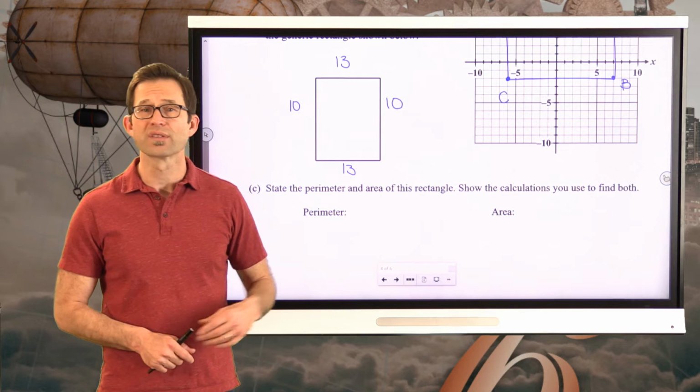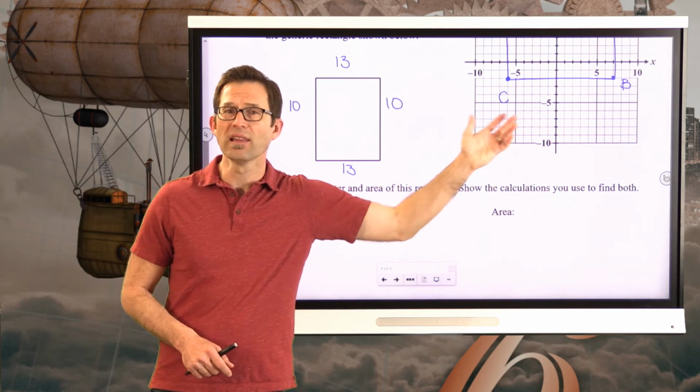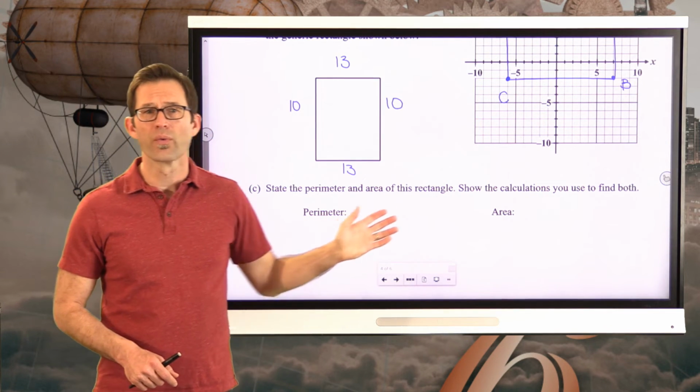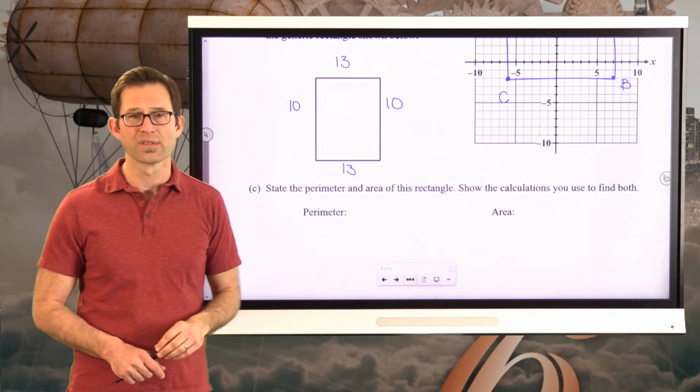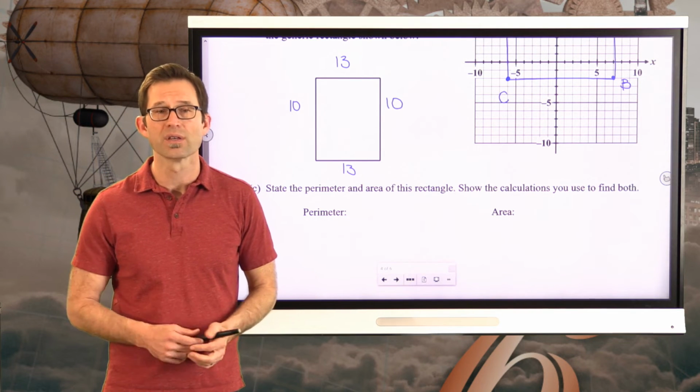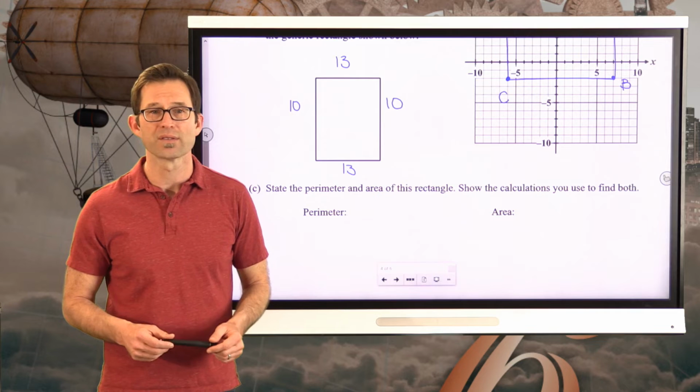Don't worry about units given that we haven't specified any length units on here. There's no real reason to put any kind of length or area units down here. Just find their numerical values. Pause the video now and take a couple minutes.